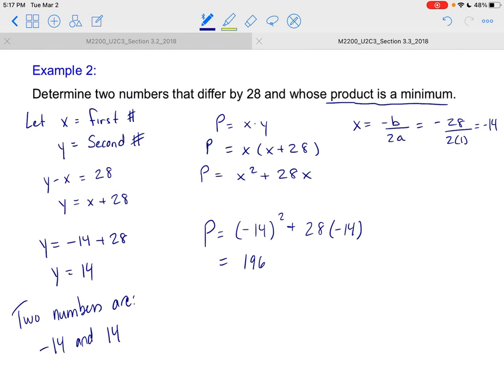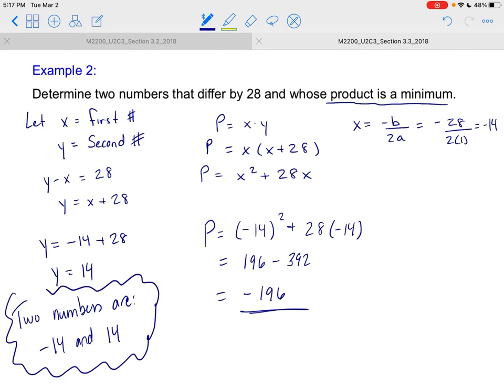So this will be our y value of the product, which is the minimum point, 196. That's what that works out to be. So there you go. This is the product, and that's the actual minimum, but your two numbers are negative 14 and 14.